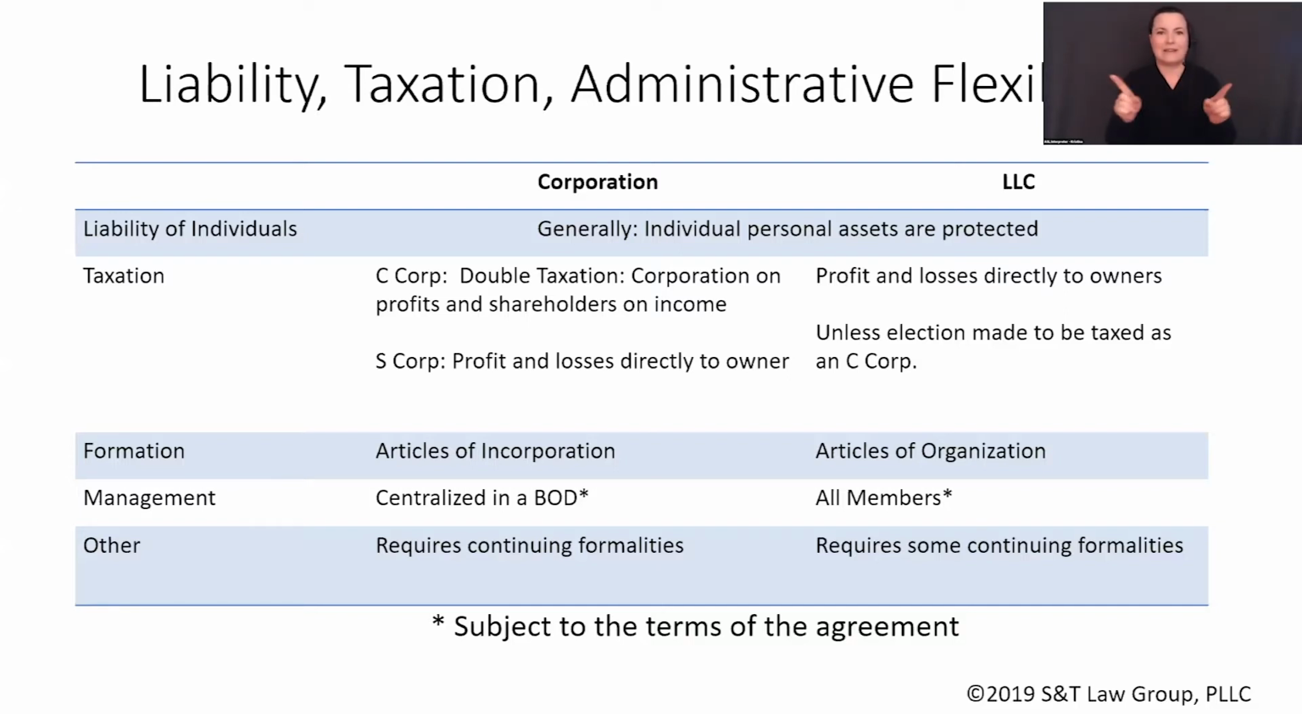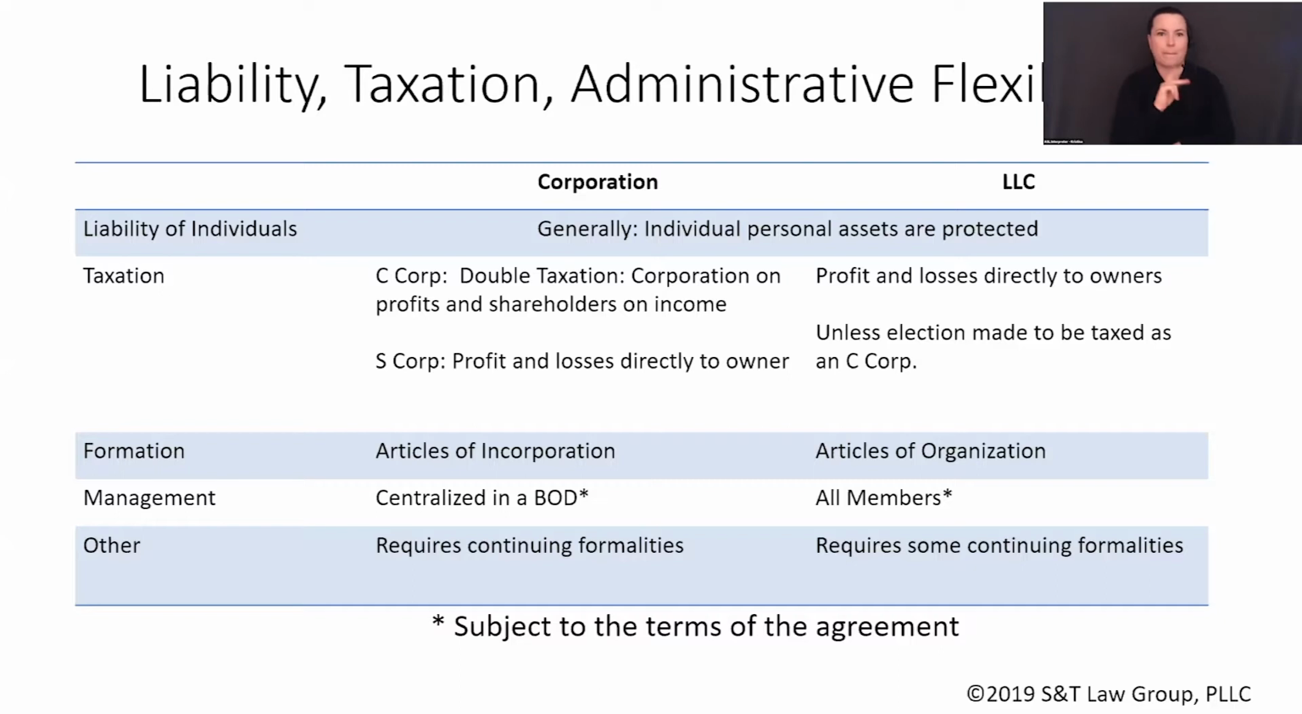So the first one for corporation and LLC is the liability of individuals. So generally, as long as you set things up correctly, your individual personal assets are protected. That means that if you have a creditor coming after you for anything based on your business, that they can't touch your personal assets. So that means that they can't come after your home or your car or your spouse's car or something like that. So as long as you're set up in a formalized way, then creditors cannot come after personal assets.